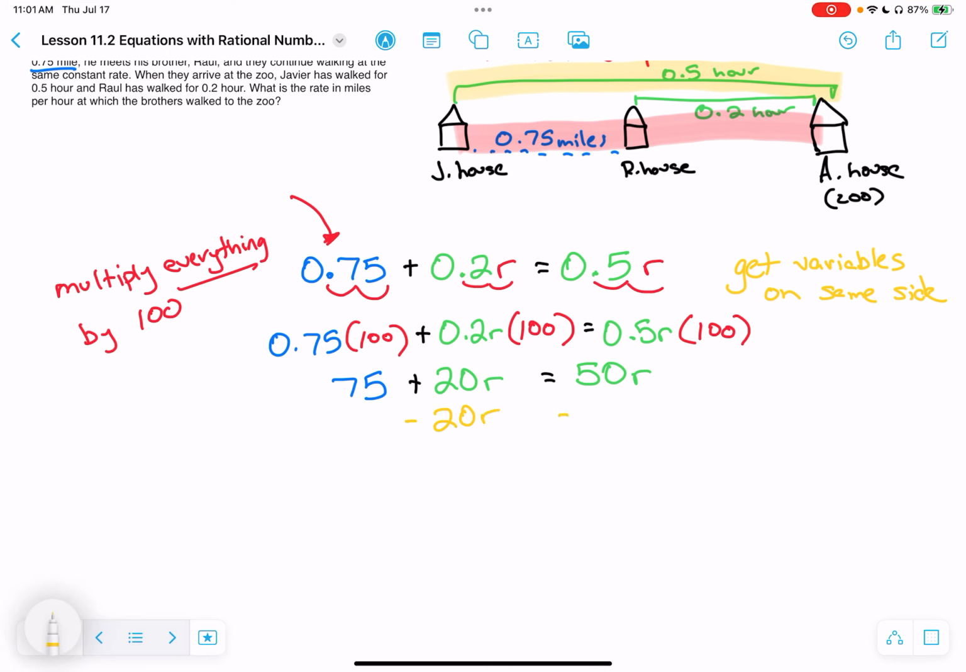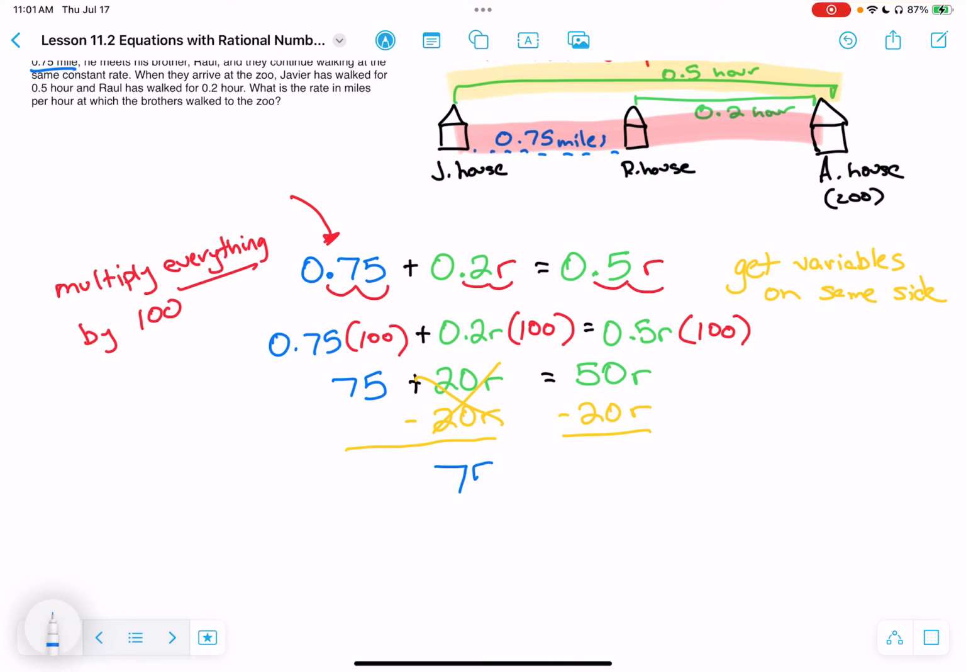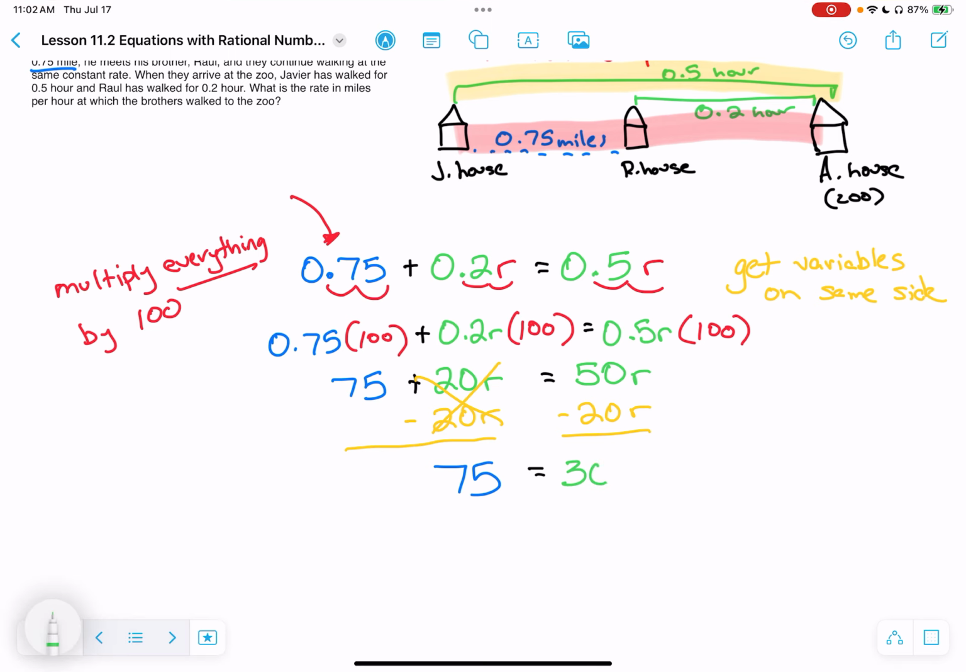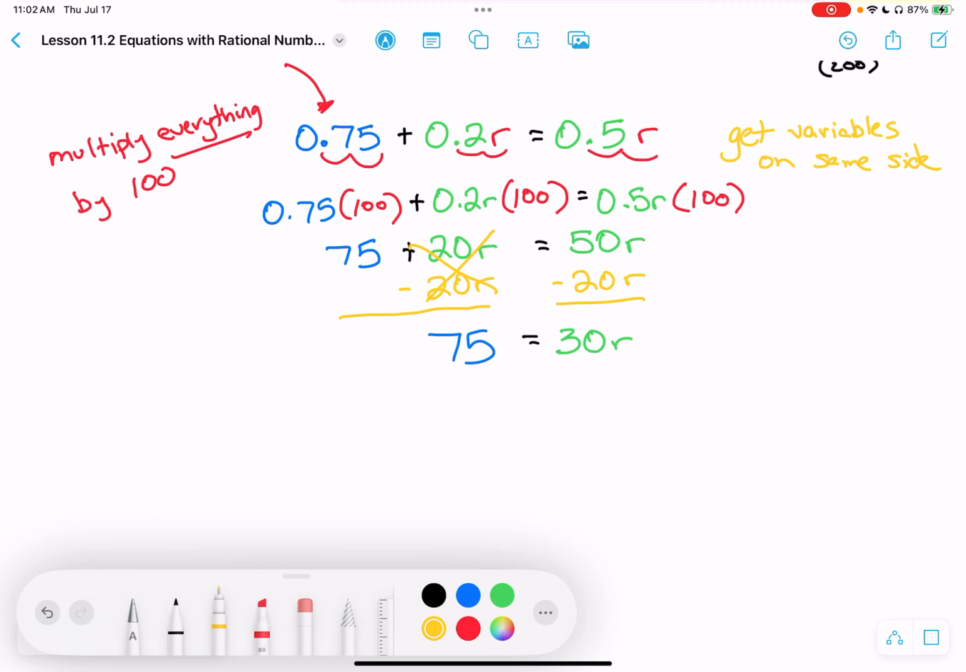So let's subtract 20r just to make life as easy on ourselves as possible. Why make it more difficult? We don't get extra points for making things harder. Math is challenging enough without trying to make life more difficult for ourselves. So now let's divide everything by 30.